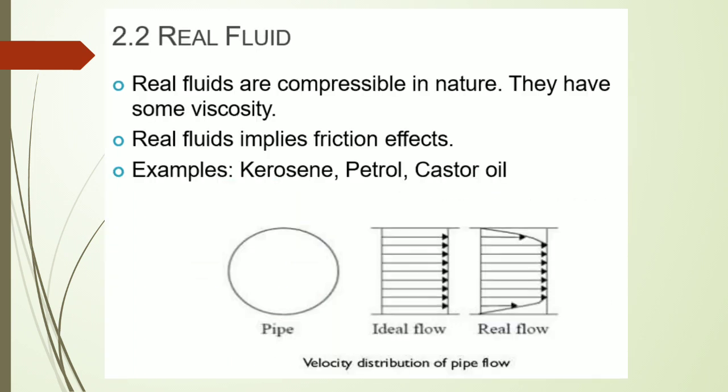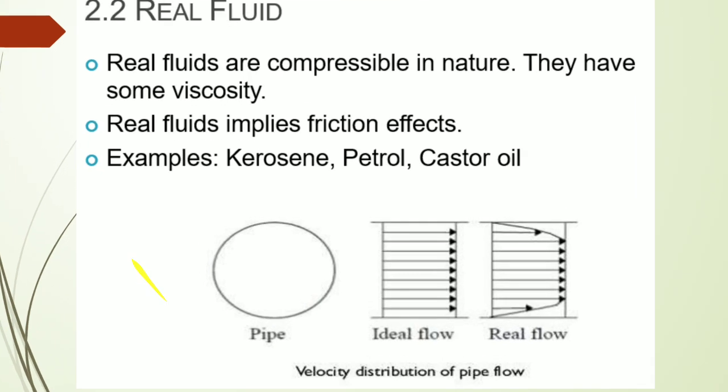Then what is a real fluid? Real fluids are compressible. For example, the Joule cycle or petrol engines are called real engines, and we compare real engines to the Carnot cycle. So real fluids are compressible in nature. They have some viscosity, and real fluids imply friction effects. But in an ideal fluid there is no friction, because no viscosity means no friction. Because here there is viscosity, friction takes place. Examples: kerosene, petrol, castor oil, etc.